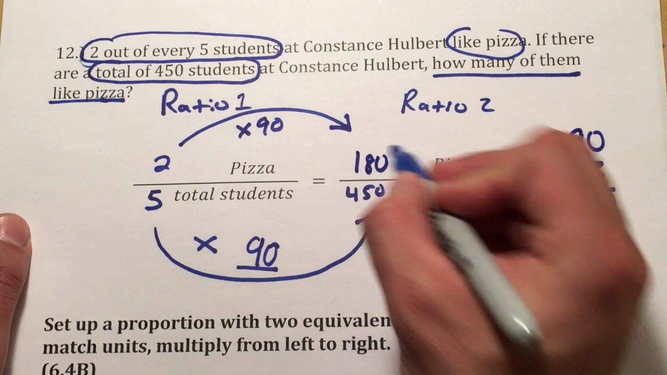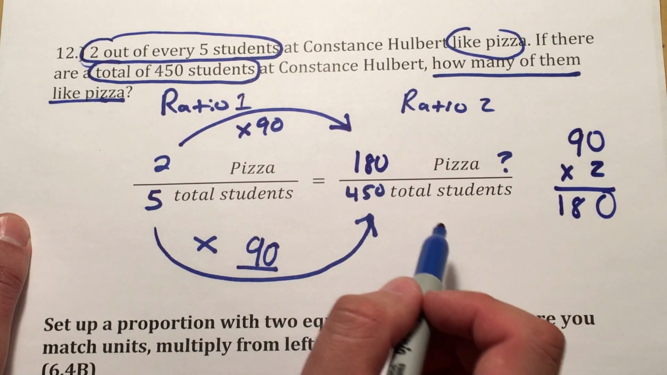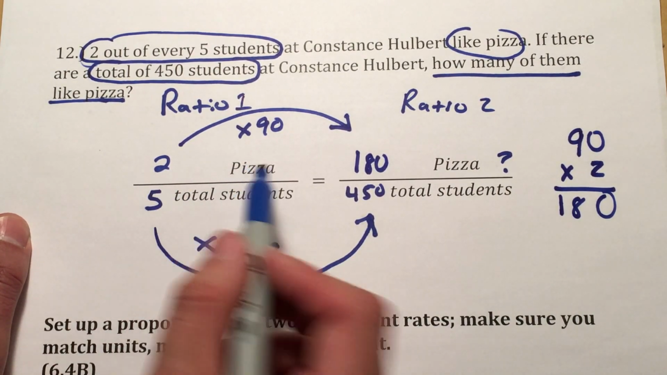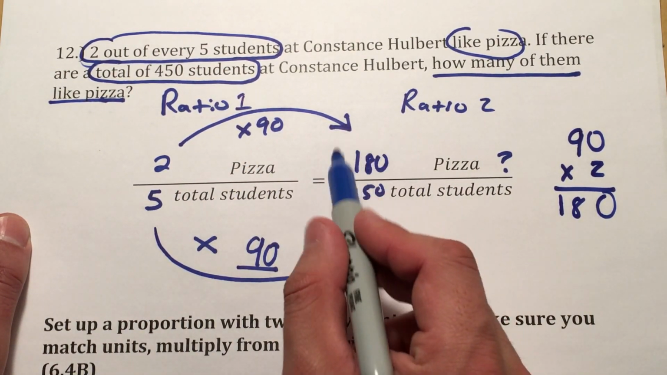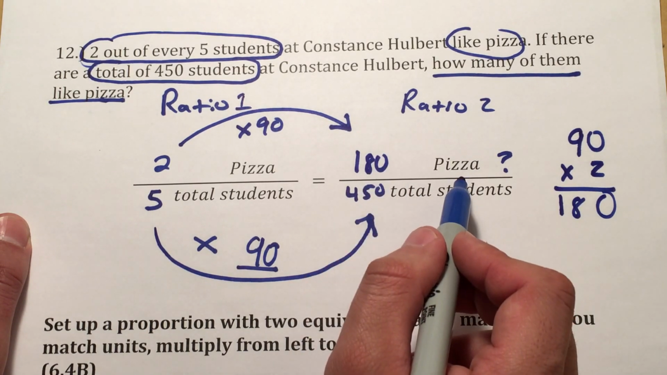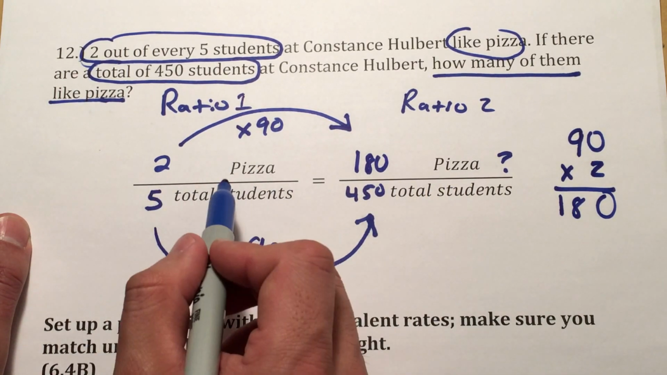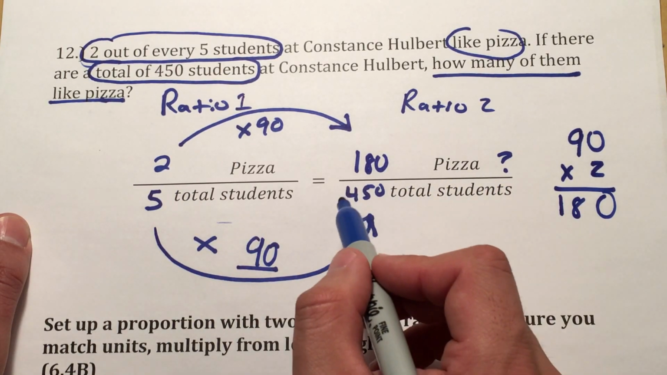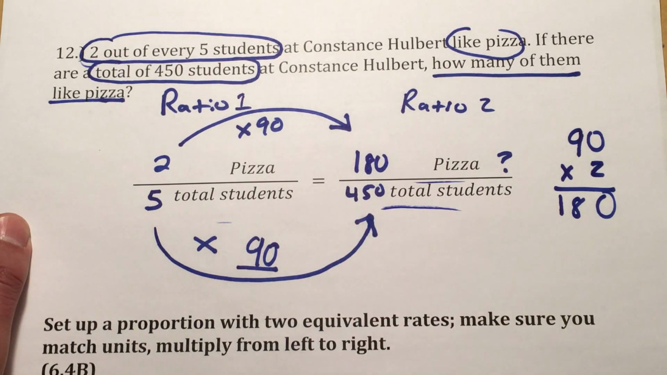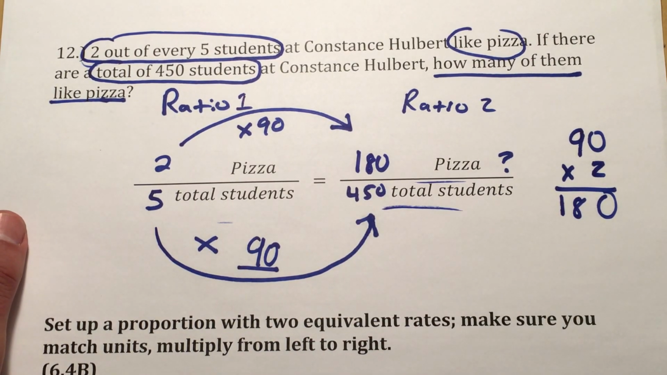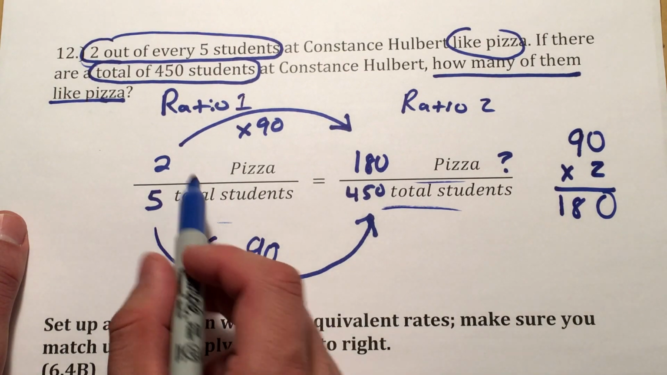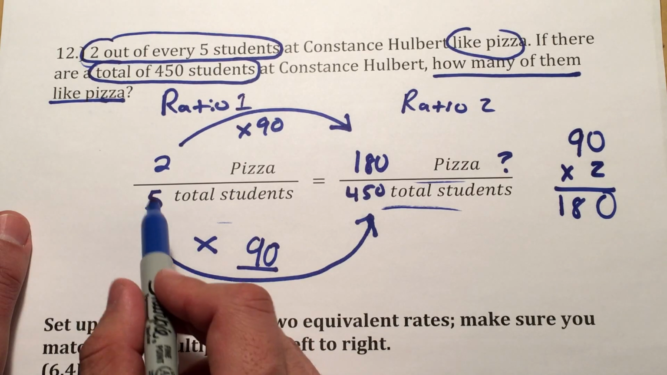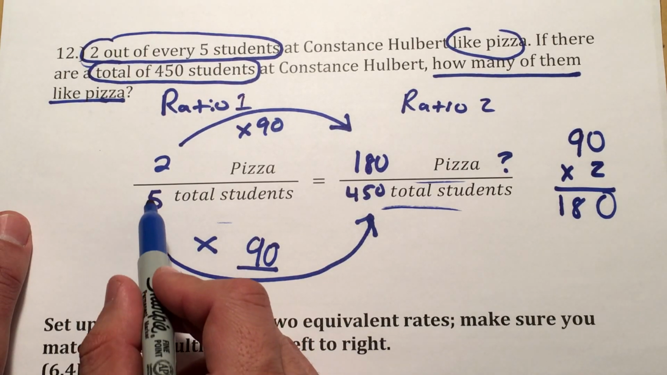So if there were a total of 450 students, and every 2 students out of the 5 like pizza, then we would have a total of 180 that like pizza. So if for every 5 students, 2 of them like pizza, how many students would like pizza if there was a total of 450? Our answer would be 180. And again, how do we do that? Let's go through the steps again. Well, we set up our two equivalent ratios. And then after that, we were looking at our numbers from left to right.